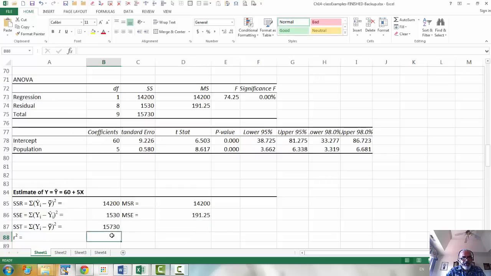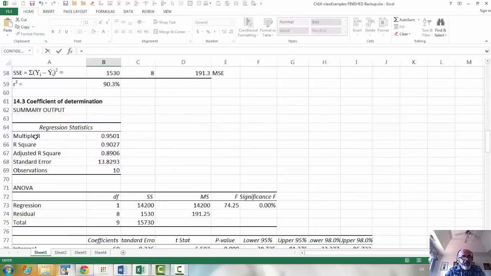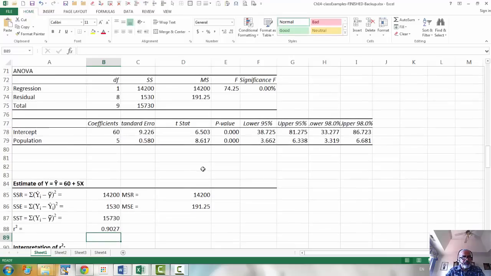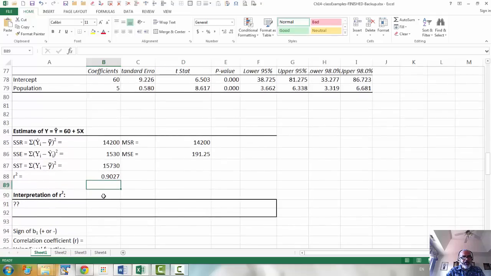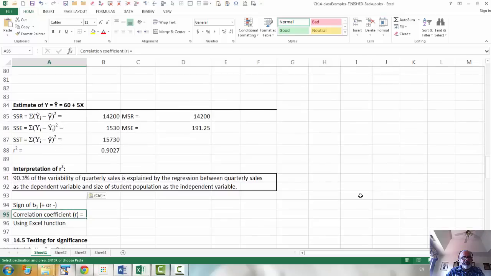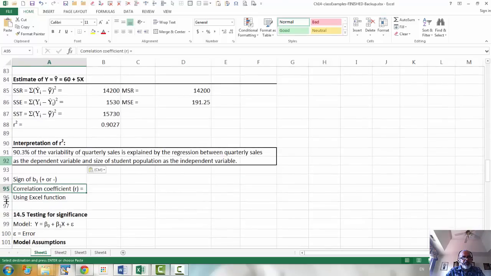Now R squared is here. Okay. Now multiple R and other information, we'll get to that in a little bit. Okay, so that squared, R squared. So interpretation of R squared is that 90% of the variation in quarterly sales is explained by the regression with the student population. Interpretation.